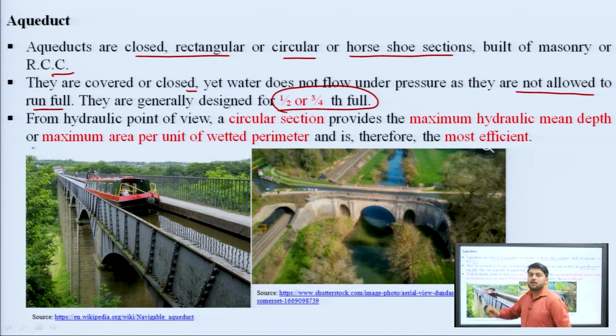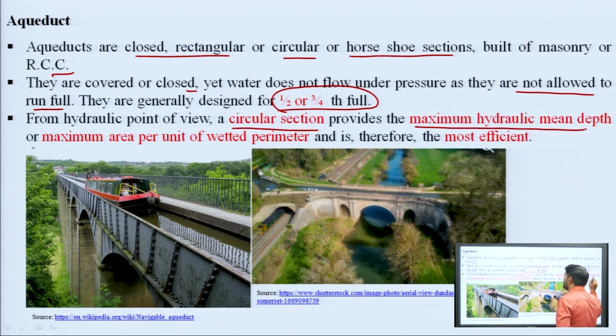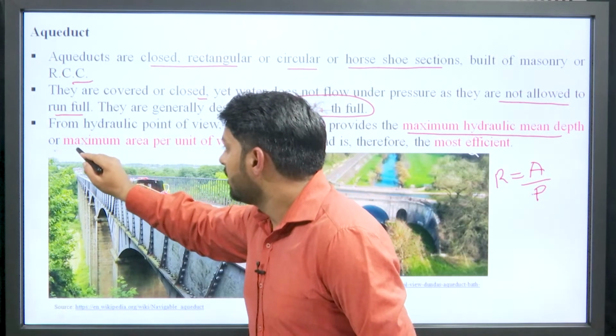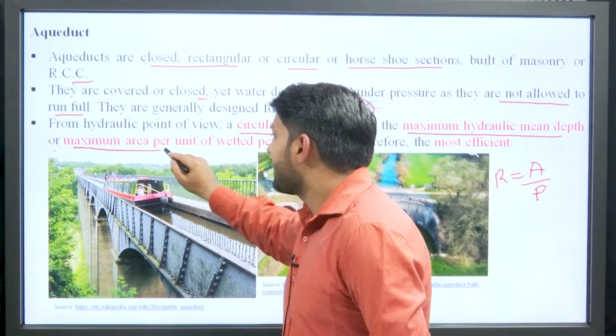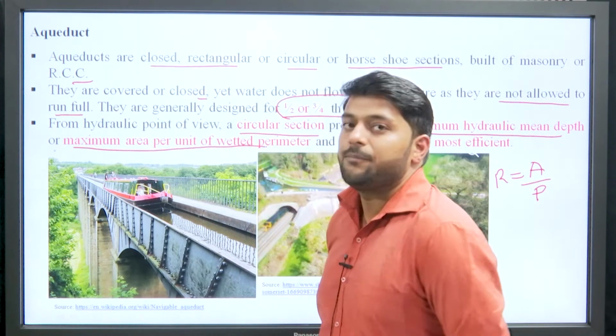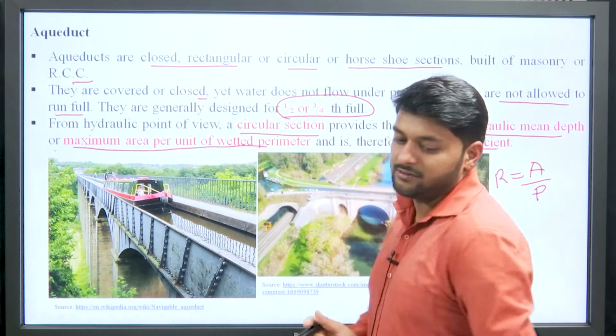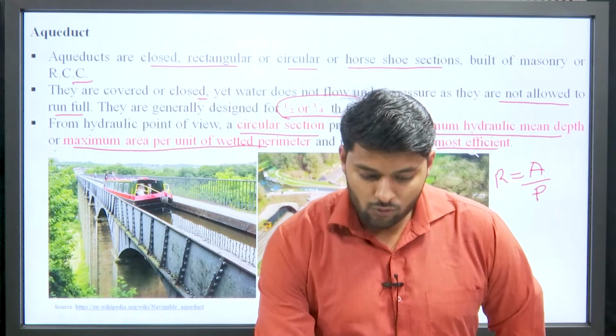Coming to the hydraulic efficiency, which section will be the best? From the hydraulic point of view, the circular section will be the best as it provides maximum hydraulic mean depth. What is hydraulic mean depth? It is the ratio of wetted area to wetted perimeter. If the hydraulic mean depth is maximum, it means maximum area per unit of wetted perimeter. So, it will be the most efficient section, meaning the circular form of aqueduct will be the most efficient.